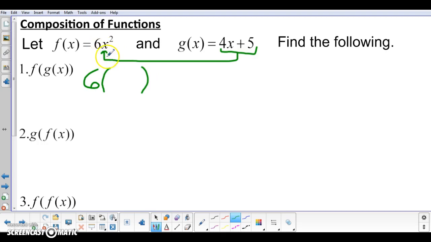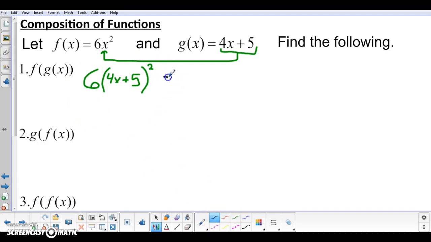So 6 times x, which I replace with g of x, this function right here, 4x plus 5, squared, because that's what happens to the input. The input gets squared and then multiplied by 6. So 6 times the quantity 4x plus 5 squared. There would be my composition of functions. This would be the f of g of x.